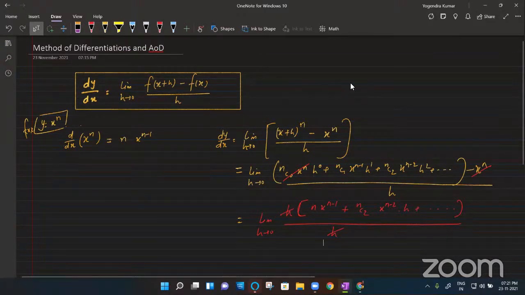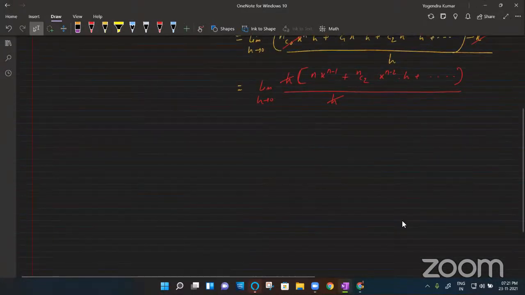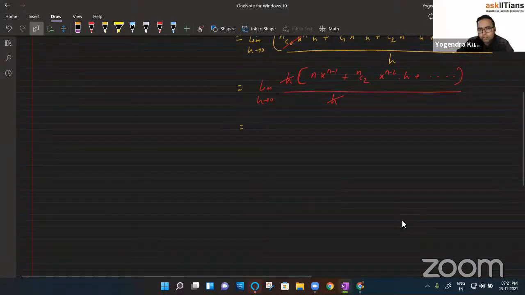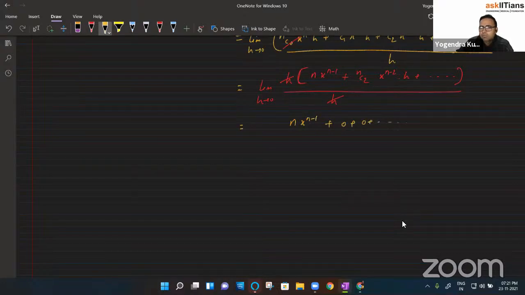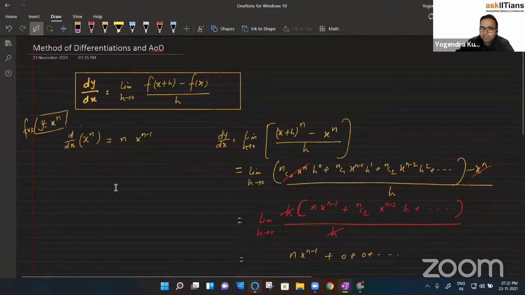Now after this, we will apply the limit. h is 0, so only the first term is left out, which does not have any h multiplier: n x raised to n minus 1. Further terms are 0, all other terms will become 0. So the final answer is n x raised to n minus 1. This is the proper way to find the derivative of any function.